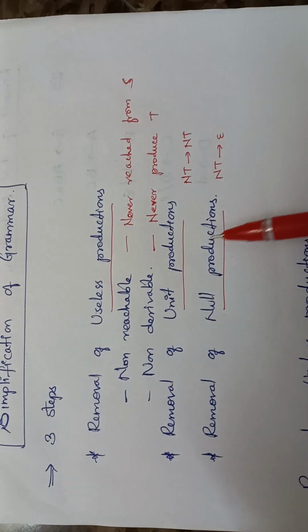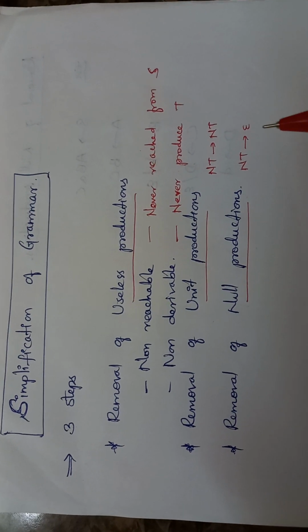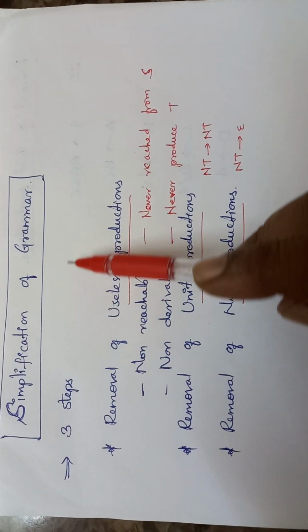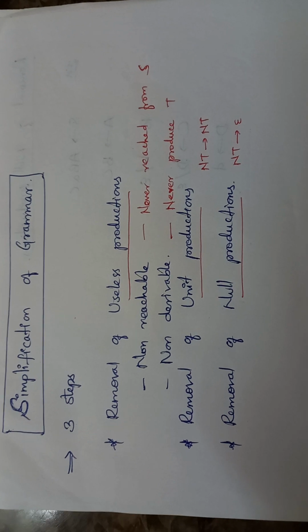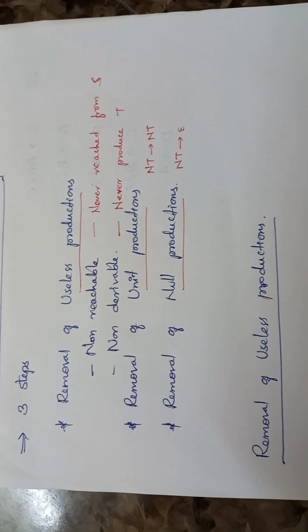So removing all these three things from a given grammar is called simplification of the grammar, where it helps in optimization of the utilization of the grammar.